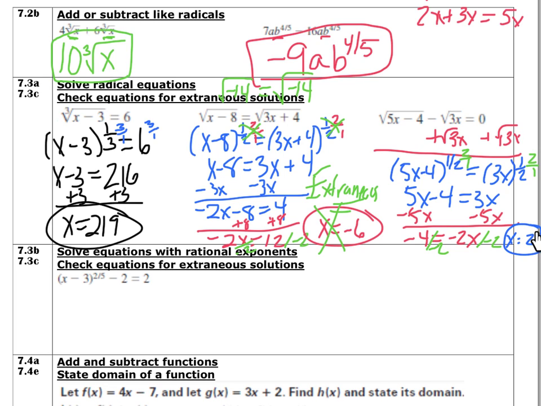Now, let's try x equals 2 back into here. 5 times 2 is 10 minus 4 is the square root of 6. If I put 2 into here, 3 times 2 is 6, so it's the square root of 6 equals 0. This here is a true statement, and the square root of a positive 6 is perfectly fine. So this is a valid answer. It's not extraneous. We're going to keep the answer as 2.